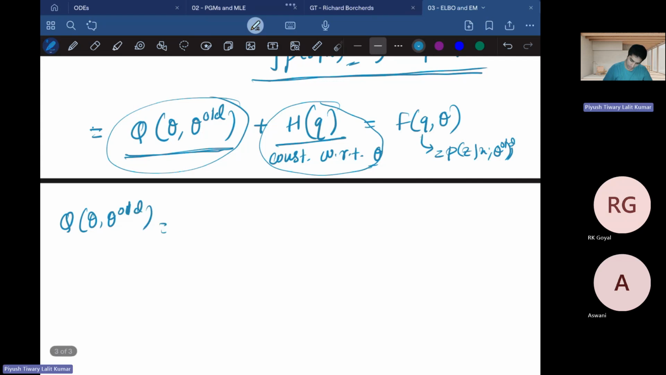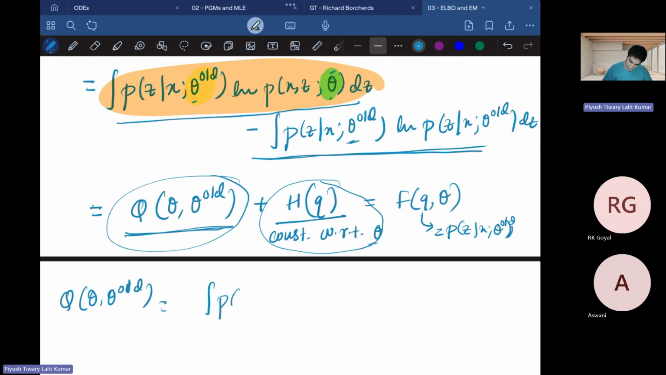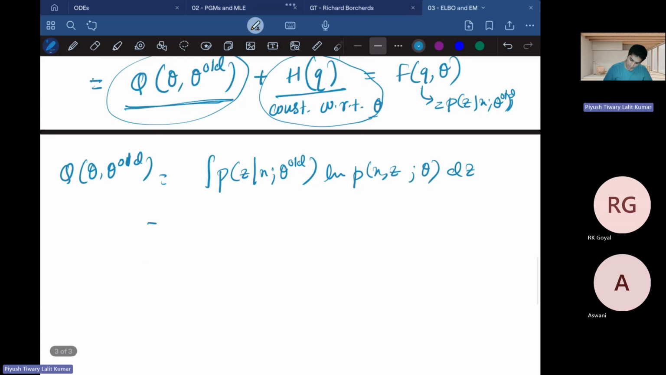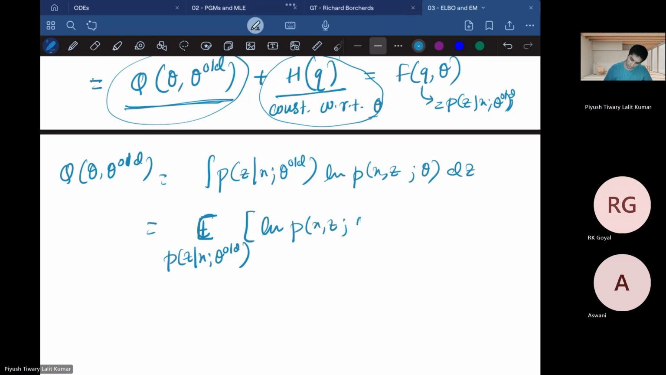What is this thing? If we look at it, this is p of z given x, theta old, log of p of x comma z given theta, dz. This is actually an expectation, an expectation under p of z given x, theta old, of log of p of x comma z given theta, just by the definition of expectation. This is the term and this is your function.